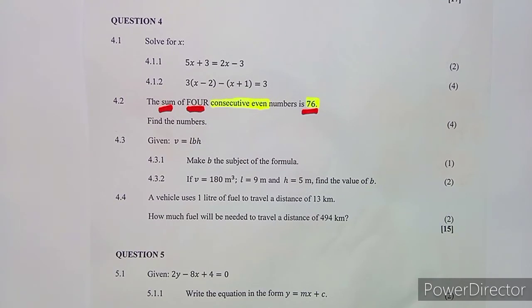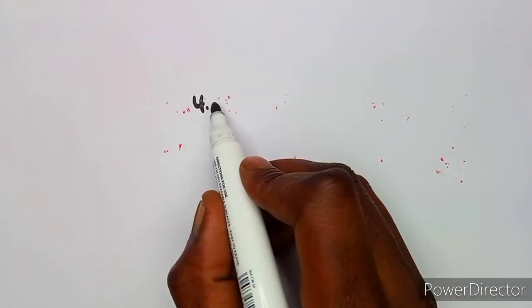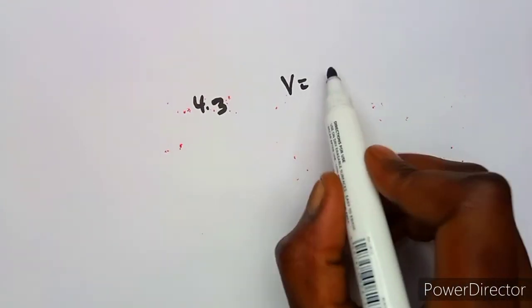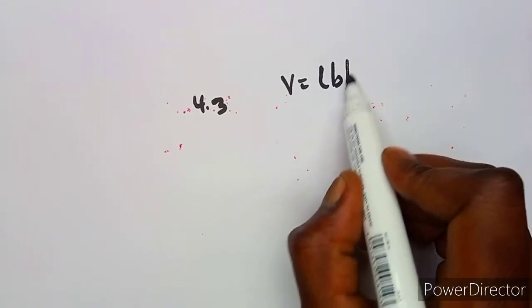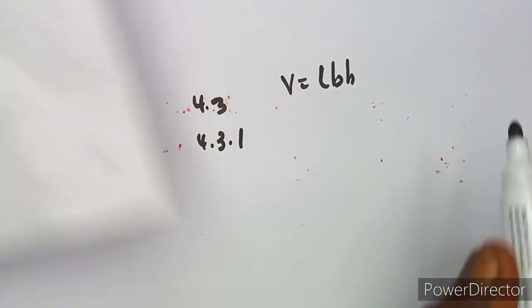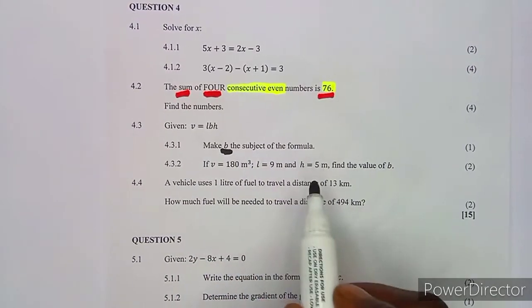Okay, make B the subject of the formula on 4.3. We are given that V, that's the volume. All right, the formula for volume. If you are used to these formulas, you can actually tell the formula there. So you're given V is equal to LBH. All right, then on 4.31 we are asked to make B the subject. Take note here, make B the subject of the formula.